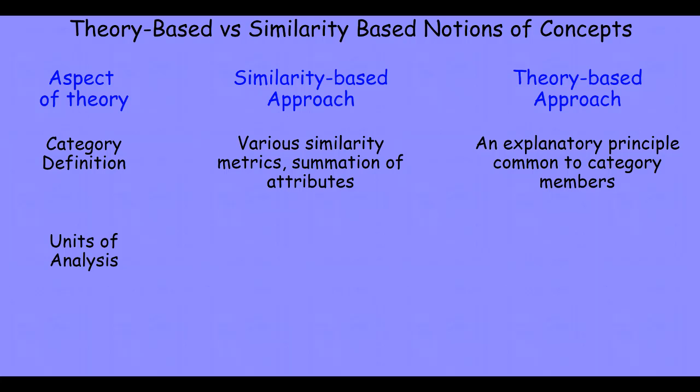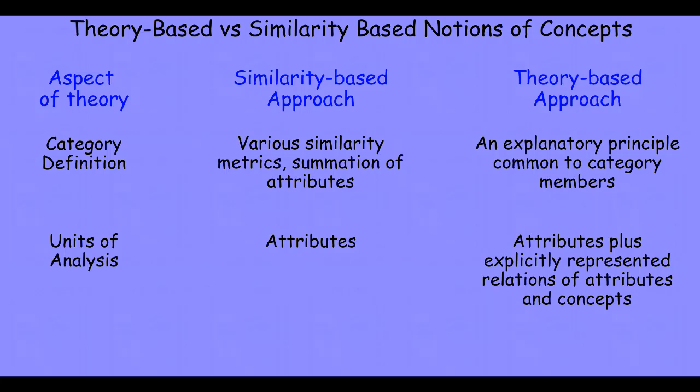If we ask, well, what are the units of analysis? How does the categorization process work? What are we looking for? How do we analyze a visual scene to determine whether or not there's an instance of a category? Well, the similarity-based approach is entirely based on attributes of those things. In the theory-based approach, there are attributes, but there are also explicitly represented relationships between attributes and between other concepts. So the concept is united together much more closely by a set of rules or principles about, for instance, its function, its causal role, and so on.